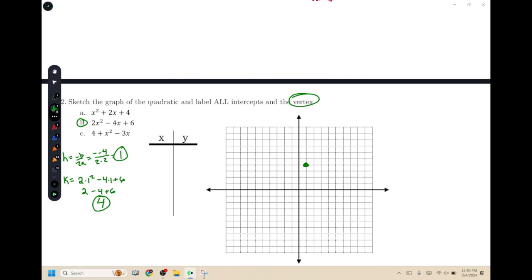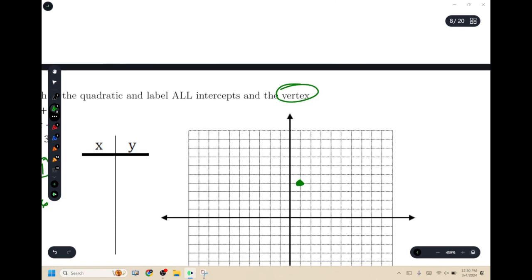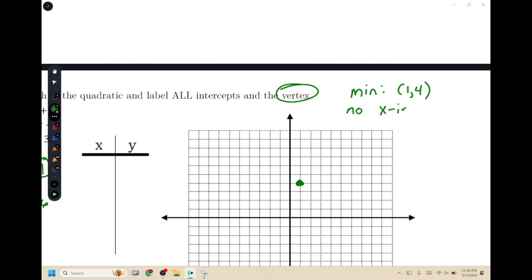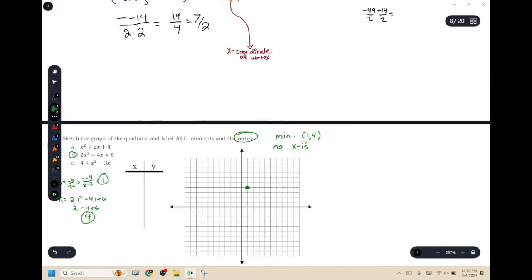So what do we know about it right away? This is not perfect, but guess what it doesn't have? Oh, it has a min. Cool. So the min is at 1 comma 4. No x-intercepts. That's weird. Not a lot of times that happens, but good to know.